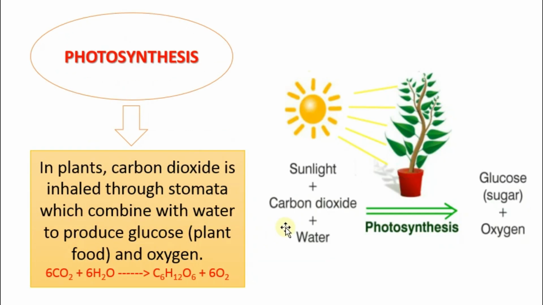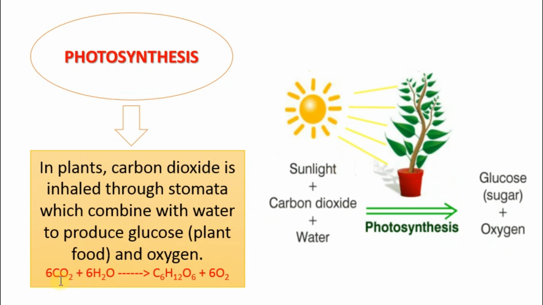Photosynthesis. It is the process by which plants manufacture or produce their own food. Photo means light and synthesis means to manufacture food. This process occurs in the leaves of plants using sunlight, carbon dioxide and water. In this process, plants start the process of photosynthesis and form glucose or sugar and oxygen. Understand? That's why plants are called autotrophs.